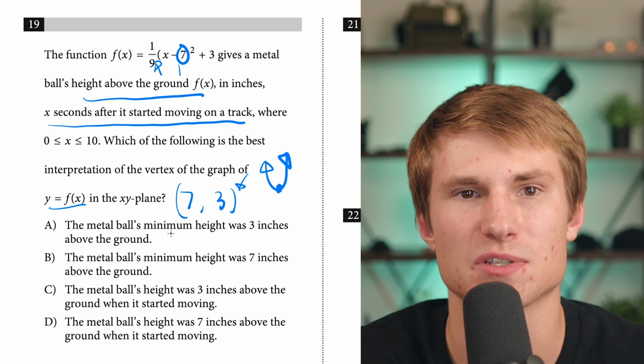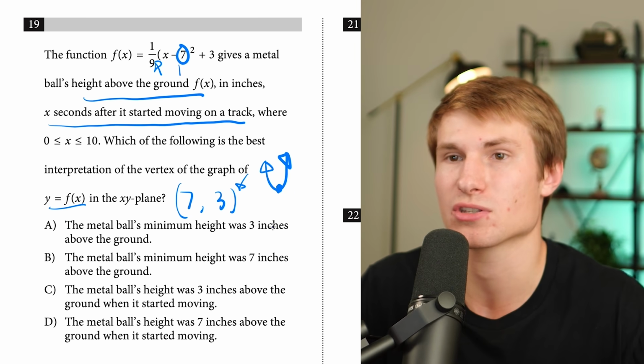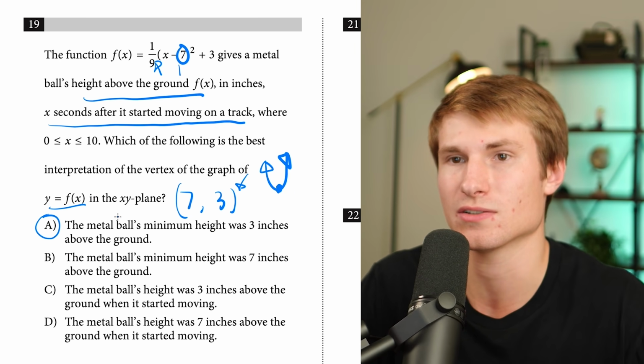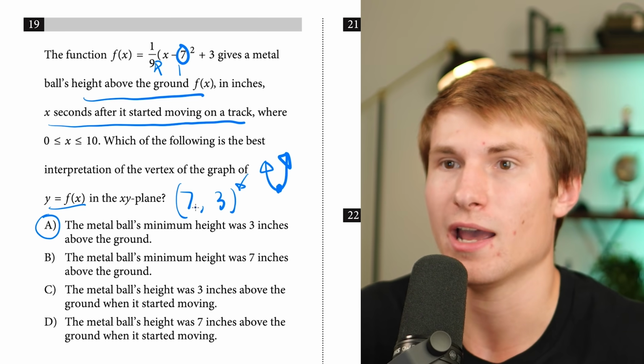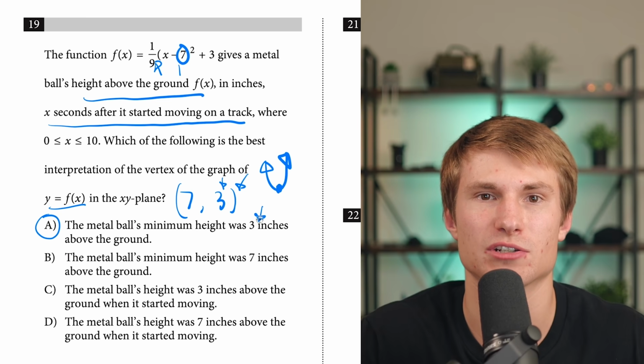So if we look at our answer choices, we have option A: the metal ball's minimum height was 3 inches above the ground. We know that'll be the correct answer because we ultimately have that minimum height at (7, 3), with 3 being the number of inches it is above the ground.